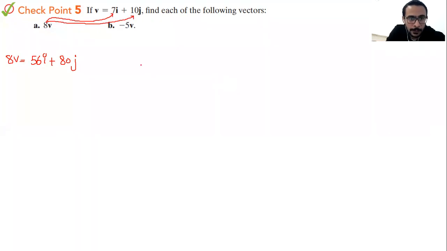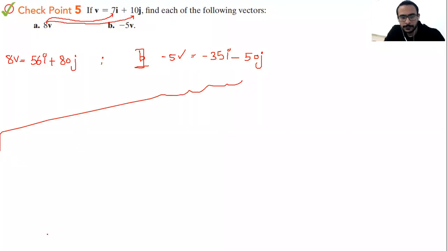Can I solve the next one? Okay, negative 5v. Okay, Samir. Yes. Multiply negative 5 by 7i. It will be negative 35i minus 50j. Thanks a lot. This is all for this slide.